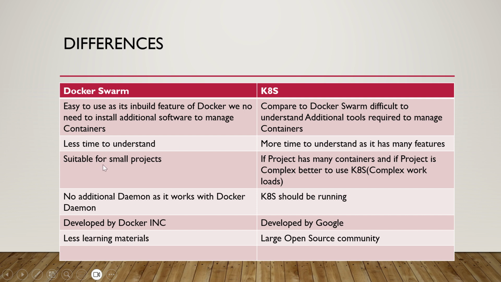Docker Swarm is suitable for very small projects, and if a project has many containers and is complex, it is better to use Kubernetes.